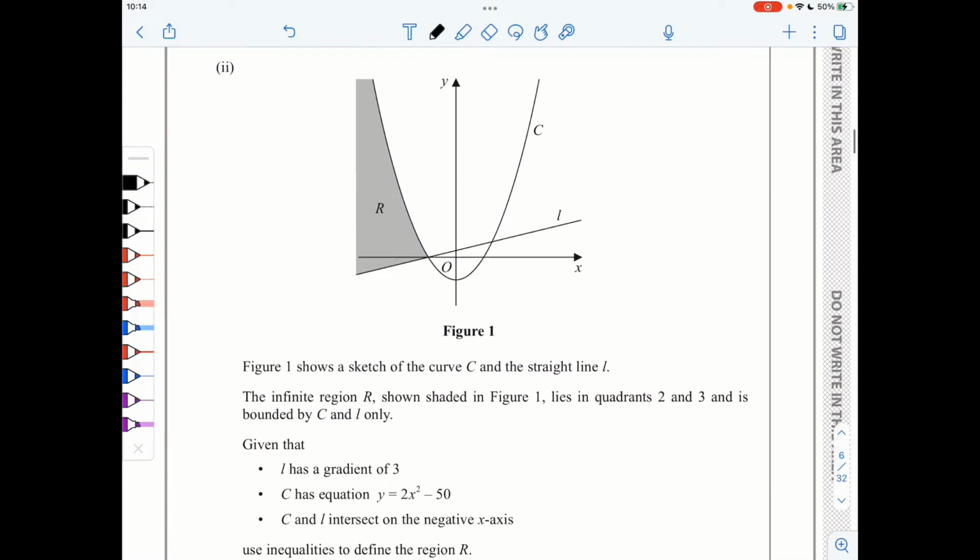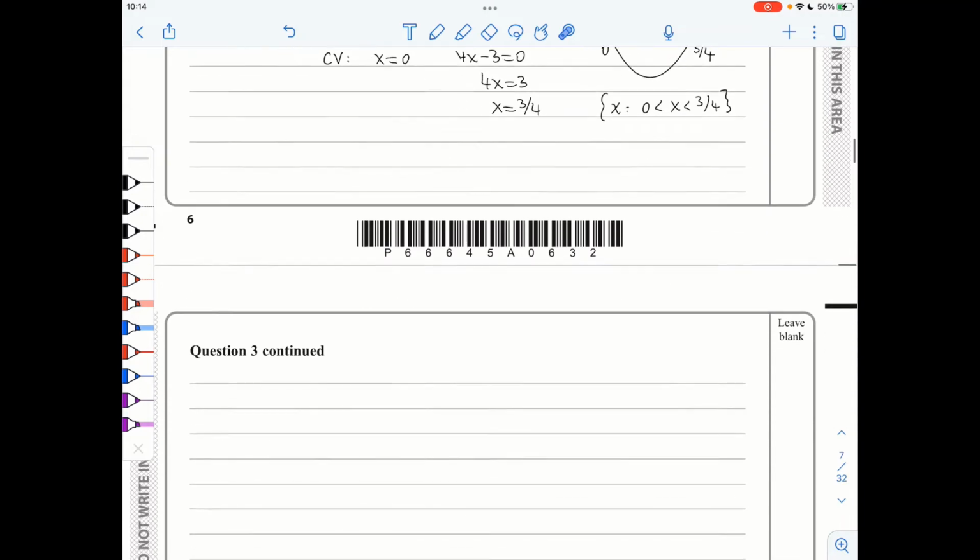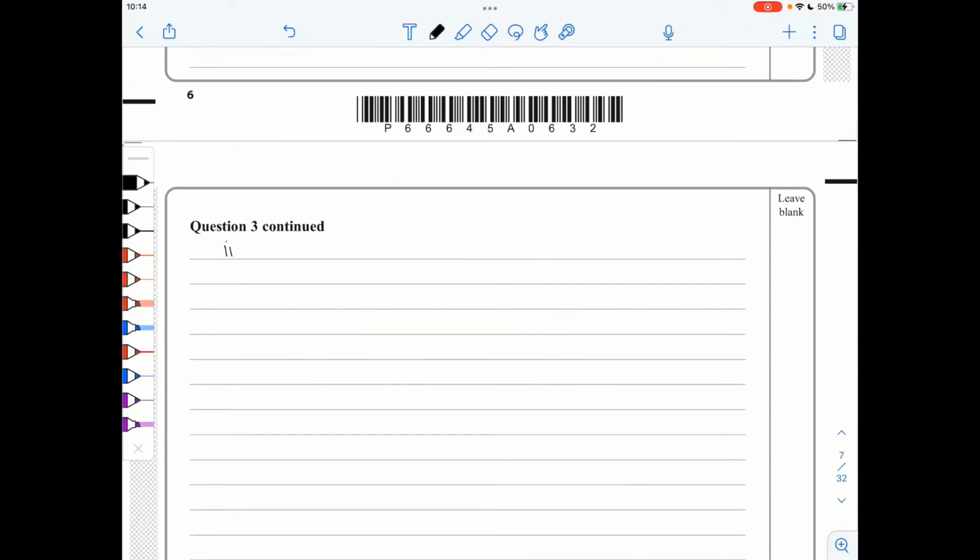Now in part II, we have a sketch of the curve C here. We have the straight line L. L has a gradient of 3, so I will add this information here. The curve C has equation y is 2x squared minus 50. We are also told that C and L intersect on the negative x-axis. This here is a cut on the x-axis for the parabola, so I can find that point by setting y to be 0.